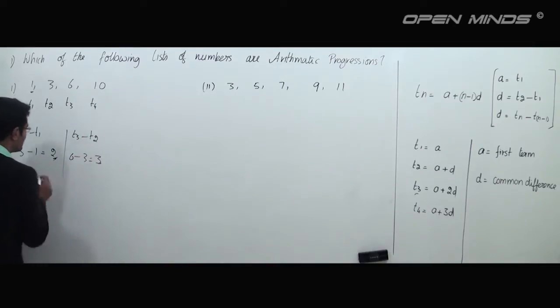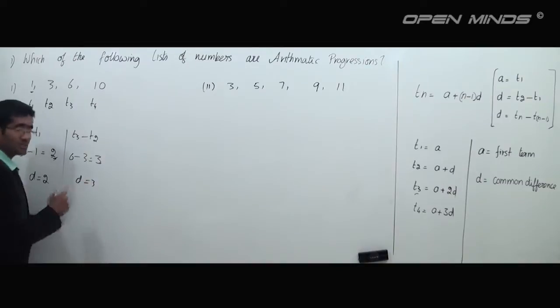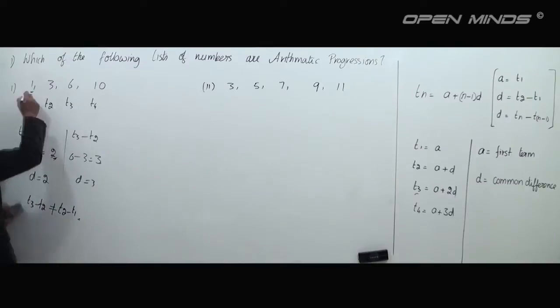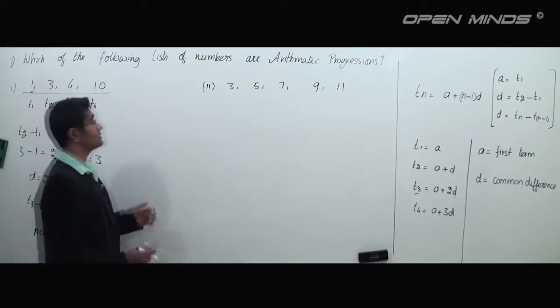Look at that. The difference here is 2, right? And the difference here is 3. It is not same, right? So I can definitely write that T3 minus T2 is not equal to T2 minus T1 in this case. So this is not in AP, arithmetic progression. Cool. Come back to this guy and check.